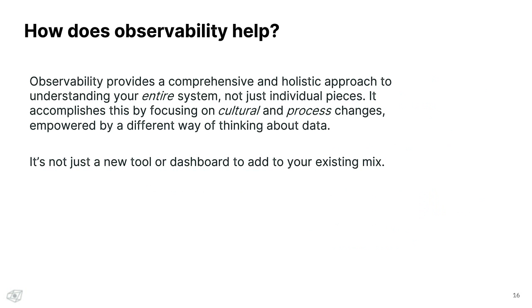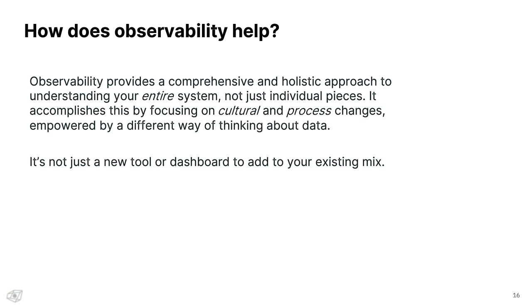It's providing a comprehensive, holistic understanding of your system, not just individual pieces. So it's really bringing back together these pieces that you've separated. You've enabled these teams to work more independently. You've given them that distributed control. Observability brings it back together to give you and everyone else in your organization a clearer view of the big picture. Like I said, of course, there's tools involved, but there's absolutely cultural and process changes and different ways of thinking about the data involved in order to do that. It's not just a new tool or a new dashboard.